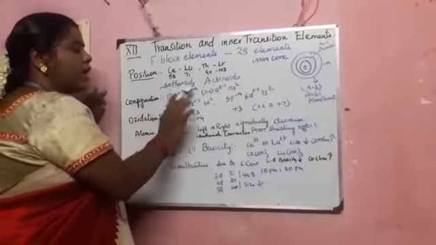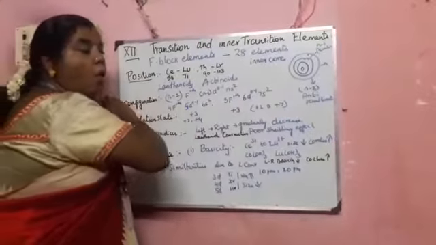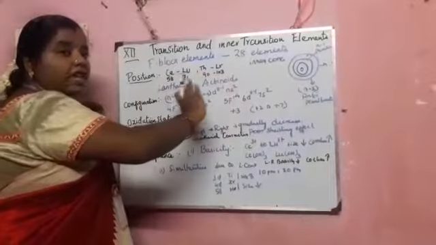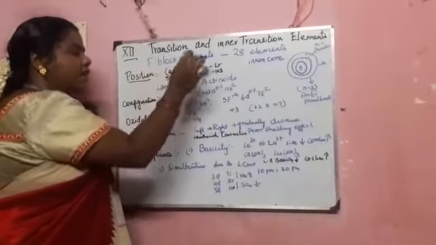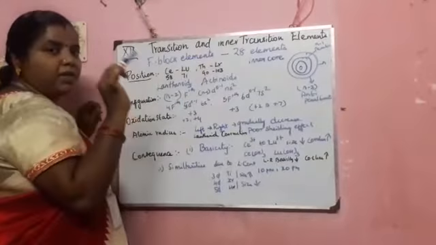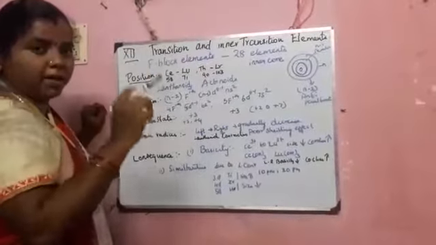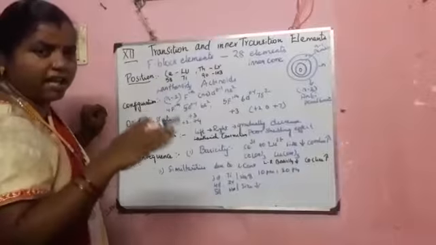So (n minus 2) f, (n minus 1) d and ns2 is the overall general configuration for the F block elements. Specifically for the lanthanoids and actinoids, it is specific to the period number, substituting n equal to 6 and n equal to 7.